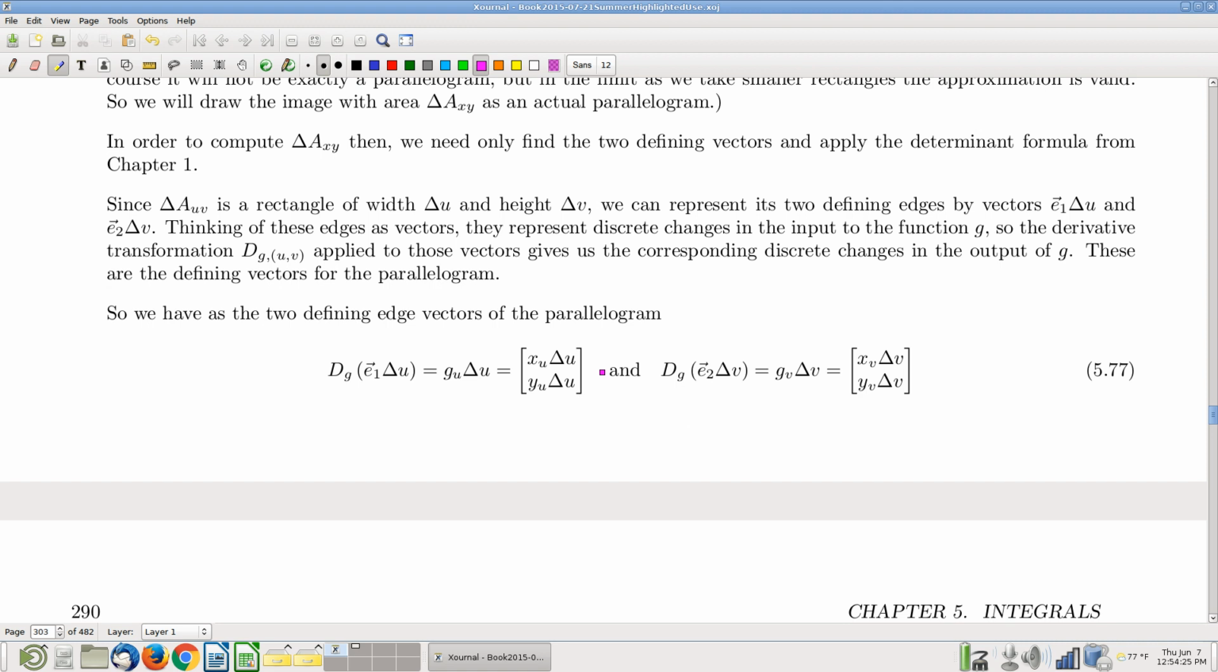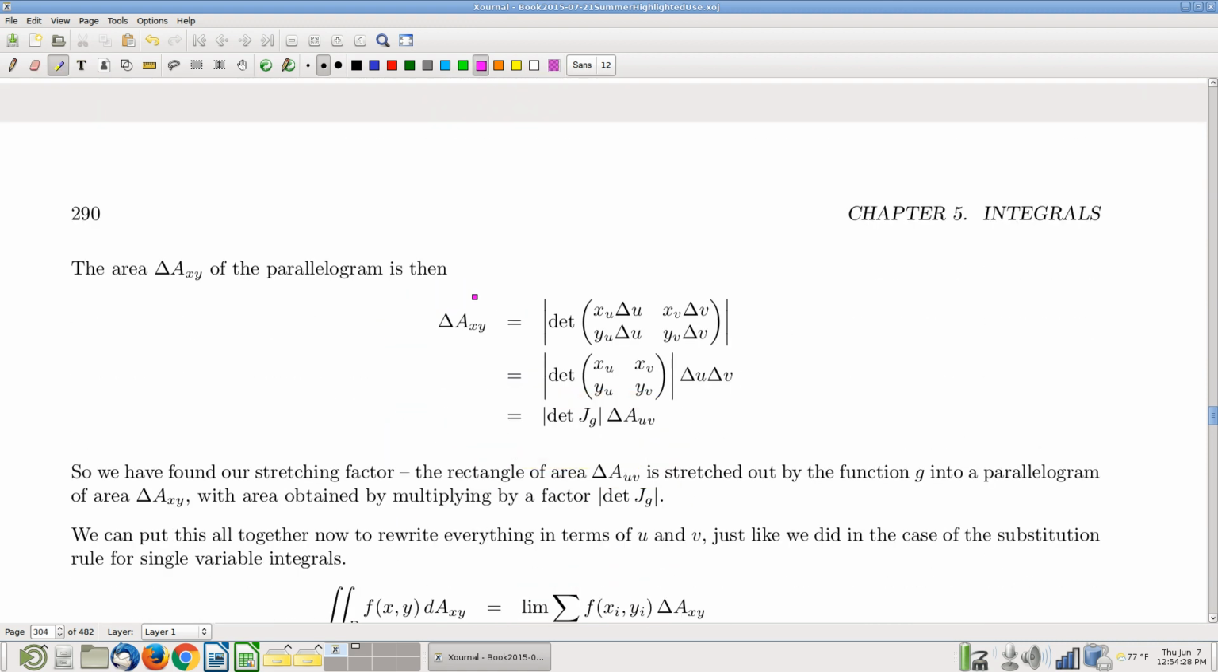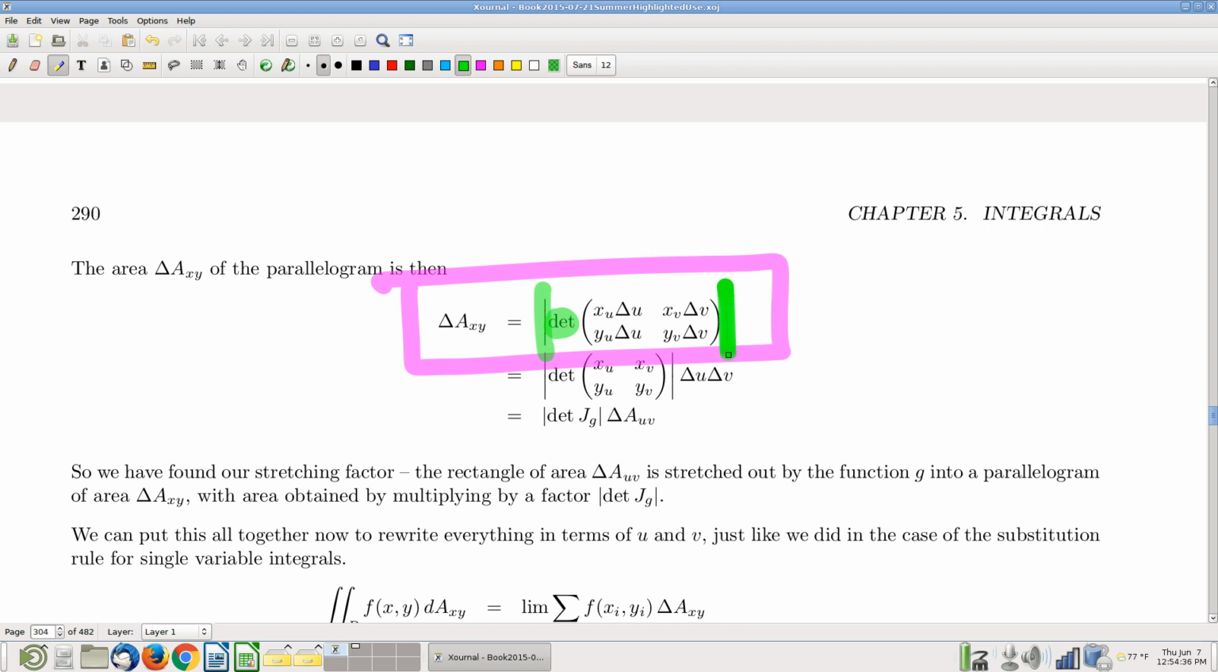So the area that we're interested in, the area of that output, this is a chapter 1 formula. The area is the absolute value of the determinant of the matrix whose columns are those two vectors that we just calculated: gu delta u, gv delta v. Right? So what I have highlighted in green here, that's just an old formula from chapter 1. If you have a parallelogram with two sides, make a matrix out of them, take the determinant, don't forget the absolute value. Okay. And then a little bit of algebra.